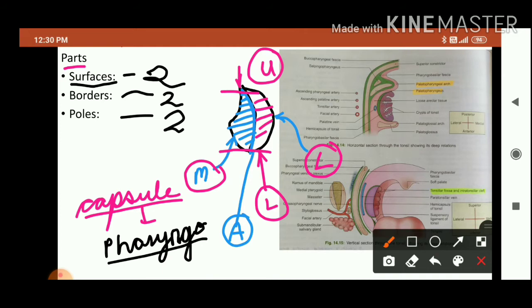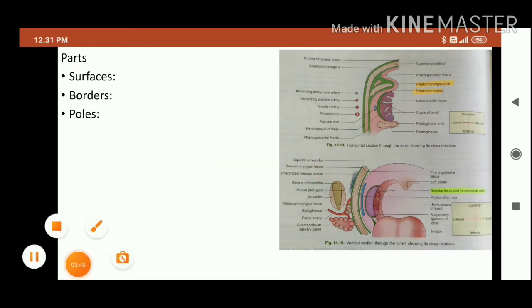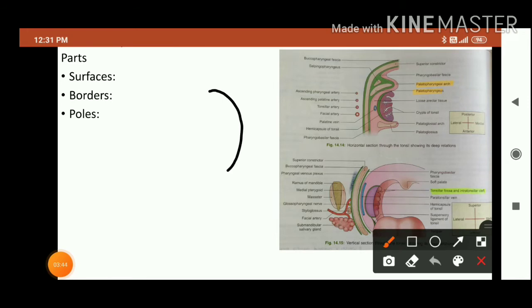Okay, now what are the structures that are related to the medial surface of the palatine tonsil? Now always remember that this medial surface is directed towards the oral cavity or the oral mucosa. For example, if this is the palatine tonsil I am drawing, this is the lateral surface. The medial surface is not uniform. You are having several clefts.